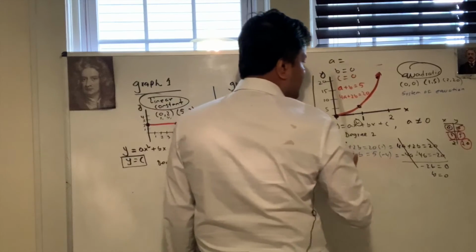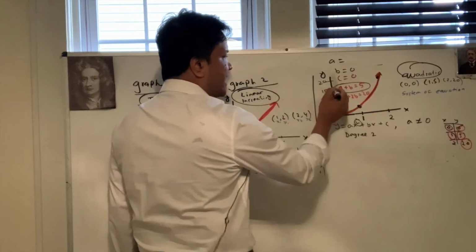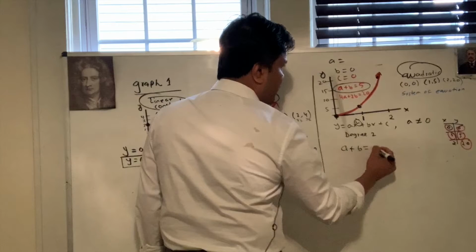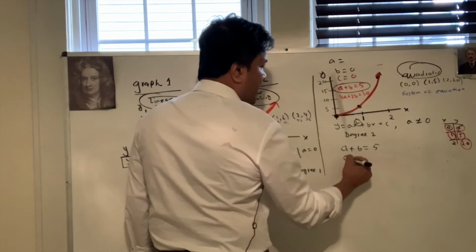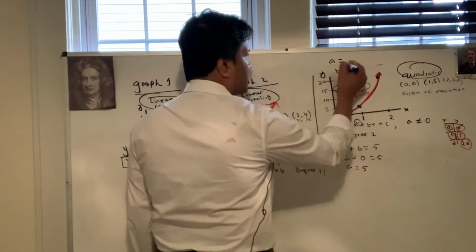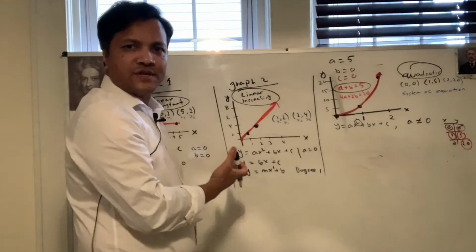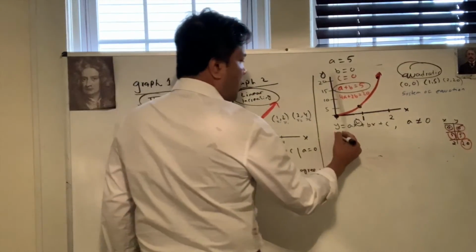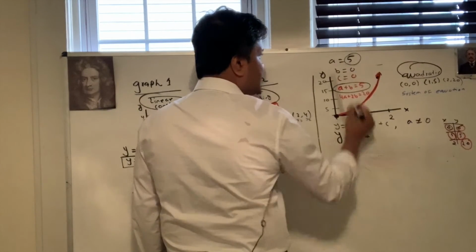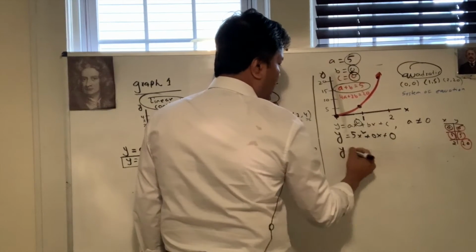All right. So finding a is easy. All I need to do is use one of the equations here and put the value of b and c. So let's say a plus b is equal to 5, and b is equal to 0, so a is equal to 5. All right, now a is equal to 5. Okay, great. Now finally I have the equation of the line. So a is equal to 5, b is equal to 0, and c is equal to 0. So y is equal to 5x squared.